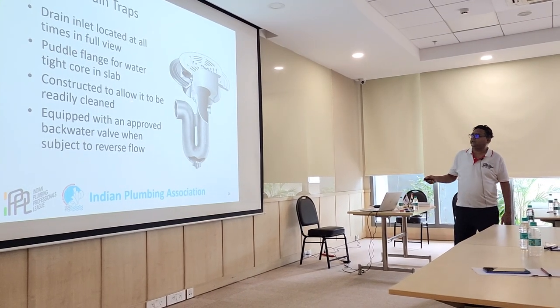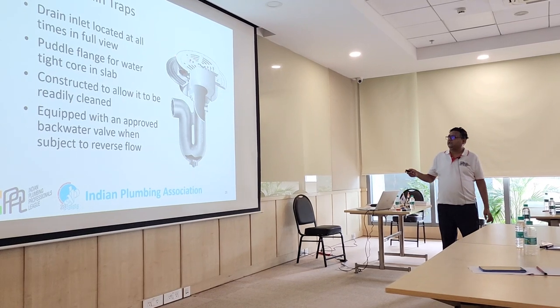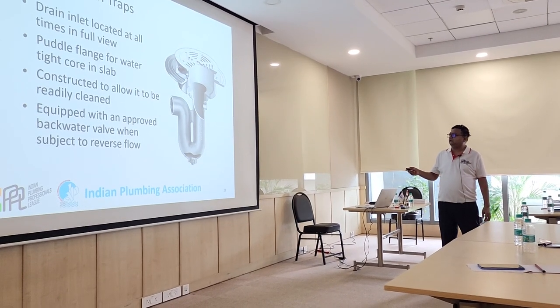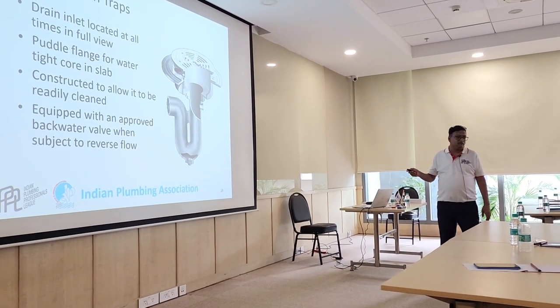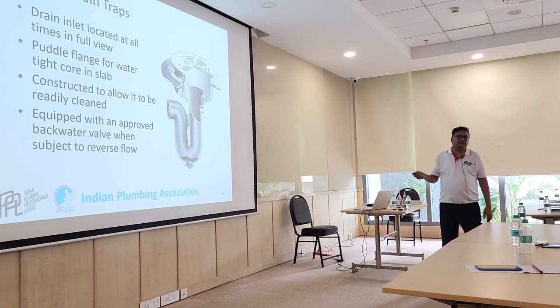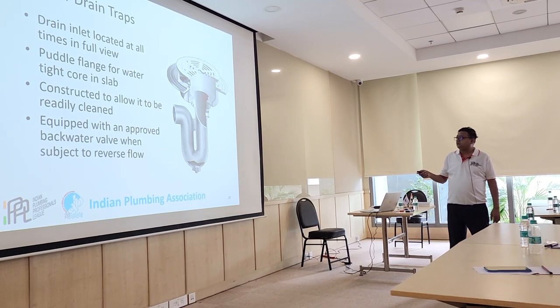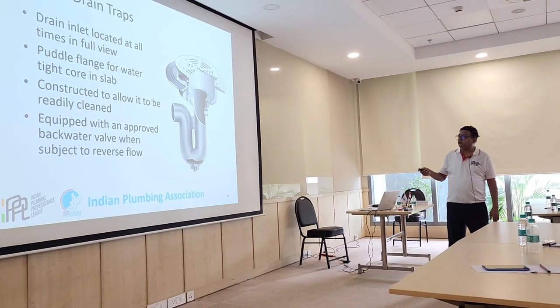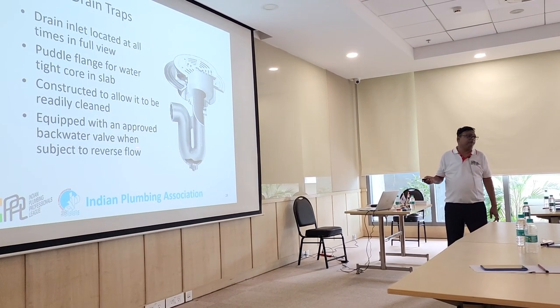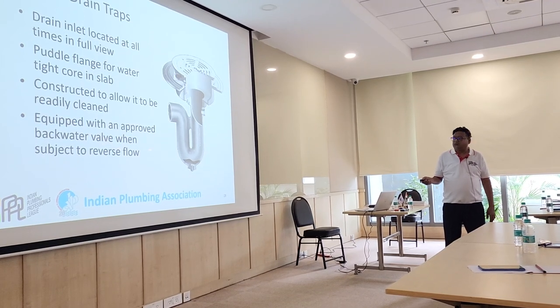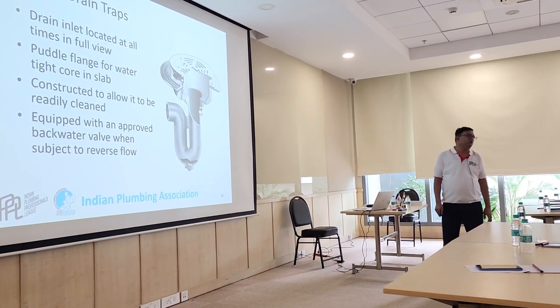Puddle flange for watertight. Now the slab level is at this, you can see. This is usually embedded in the finishing or slab level. So there has to be a puddle flange which will not allow the water to drip from outside, because there is an open area from the kiln.